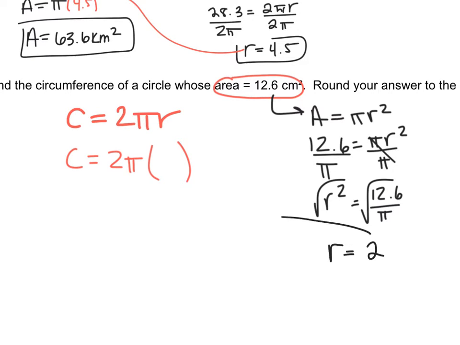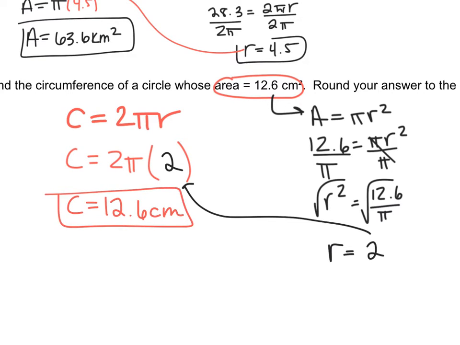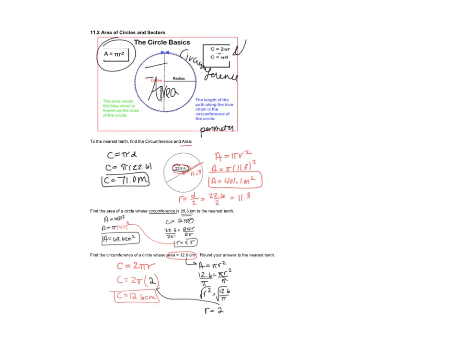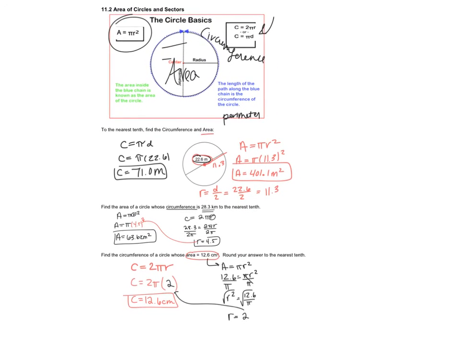So I now plug this 2 in, and I get my circumference to be 2 pi times 2, which I just type into my calculator, and I get 12.6 centimeters. That is your final answer. So those are the level of difficulty you should do for general circles. That is the hardest level to get for a general circle. Now we're going to look at sectors of circles.